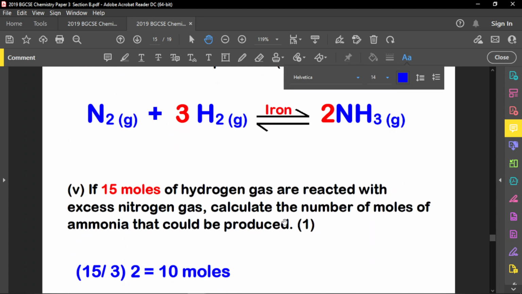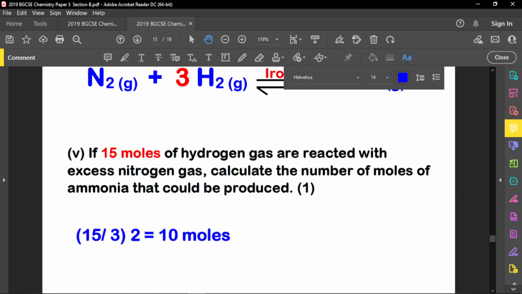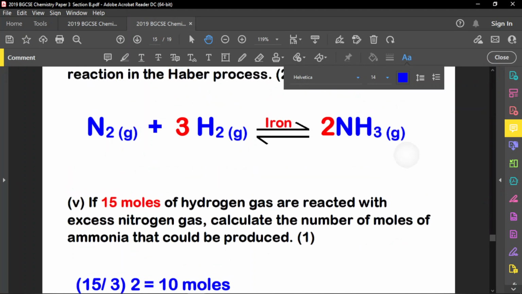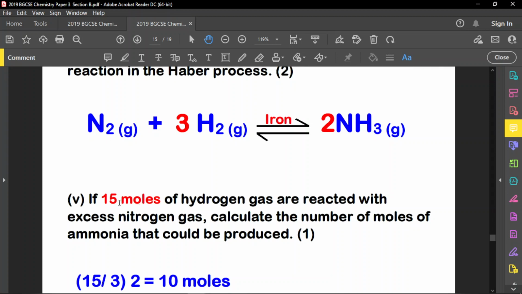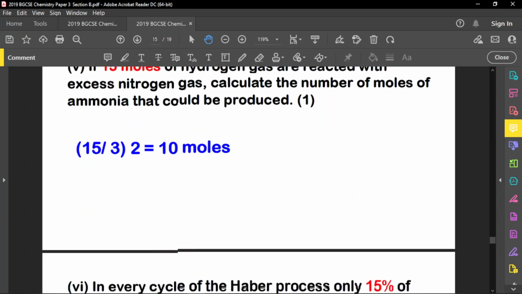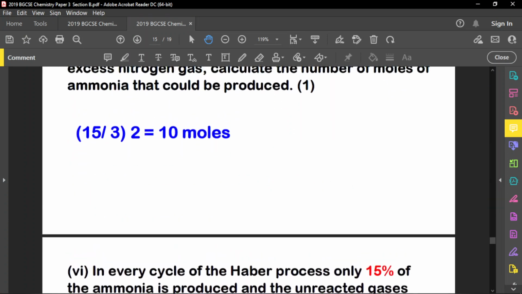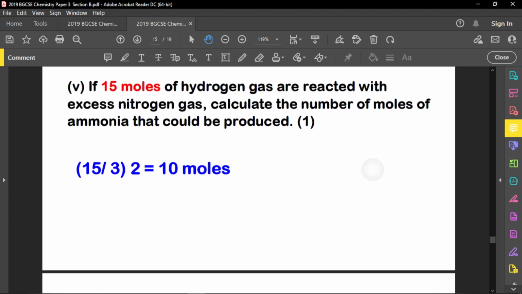Now, for part 5, 15 moles of hydrogen gas are reacted with excess nitrogen gas. Calculate the number of moles of ammonia that could be produced. And again, if you have 15 moles being used, the ratio here, as we know, is a 3-to-1 ratio, right? All right, so what you're going to do, if you have 15 moles, you divide the 15 by the 3. That's a 1. And so you will have 12 moles. All that they ask you to find is the moles, really, right?